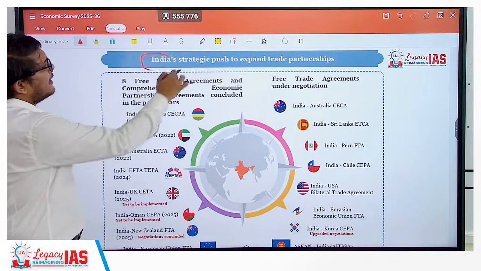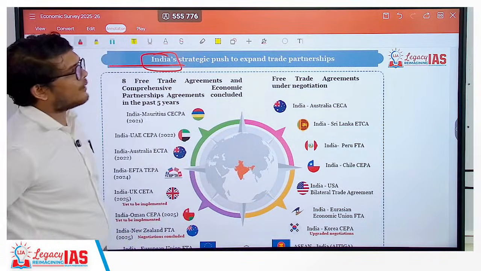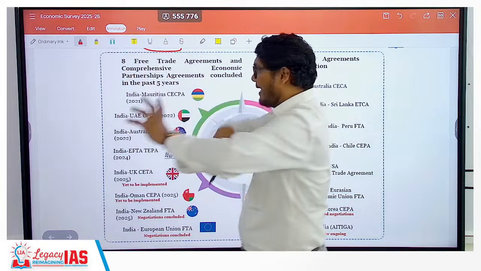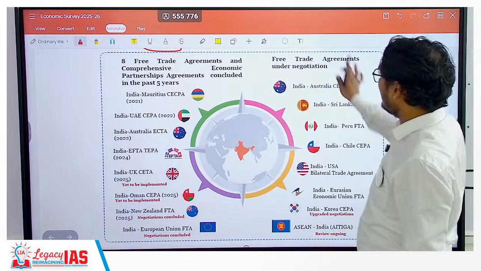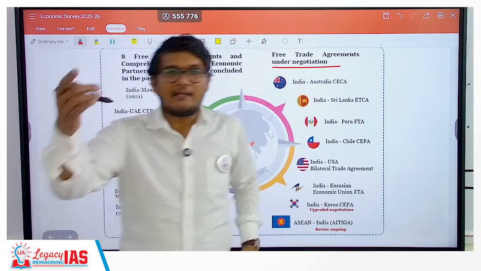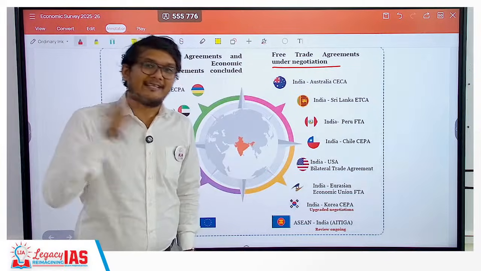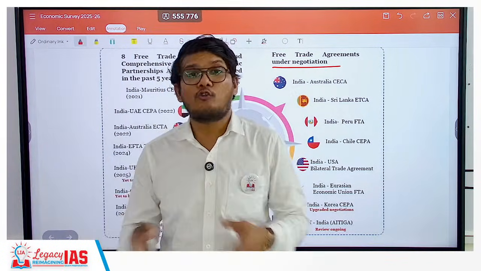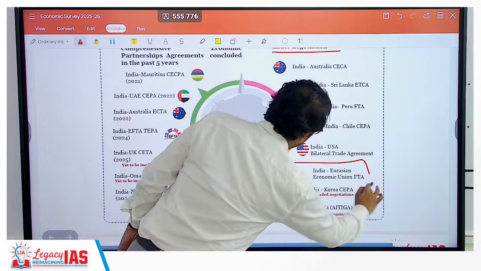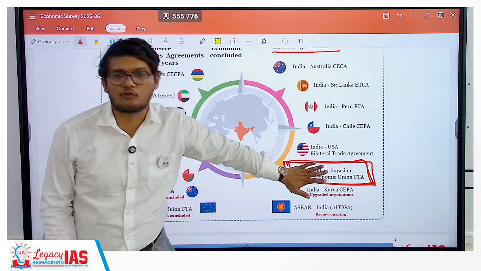Yes, this is important. India's strategic push to expand the trade partnership. So here we see the 8 free trade agreements that India is having or is about to get implemented, and here are the free trade agreements that are under negotiation. In fact, since I said that this economic survey has the latest data up to 23rd of January 2026, and we all know that yesterday the India-European Union trade deal has also been finalized. So this, which you can see somewhere here with respect to the India-European Union free trade agreement, has also now been finalized.